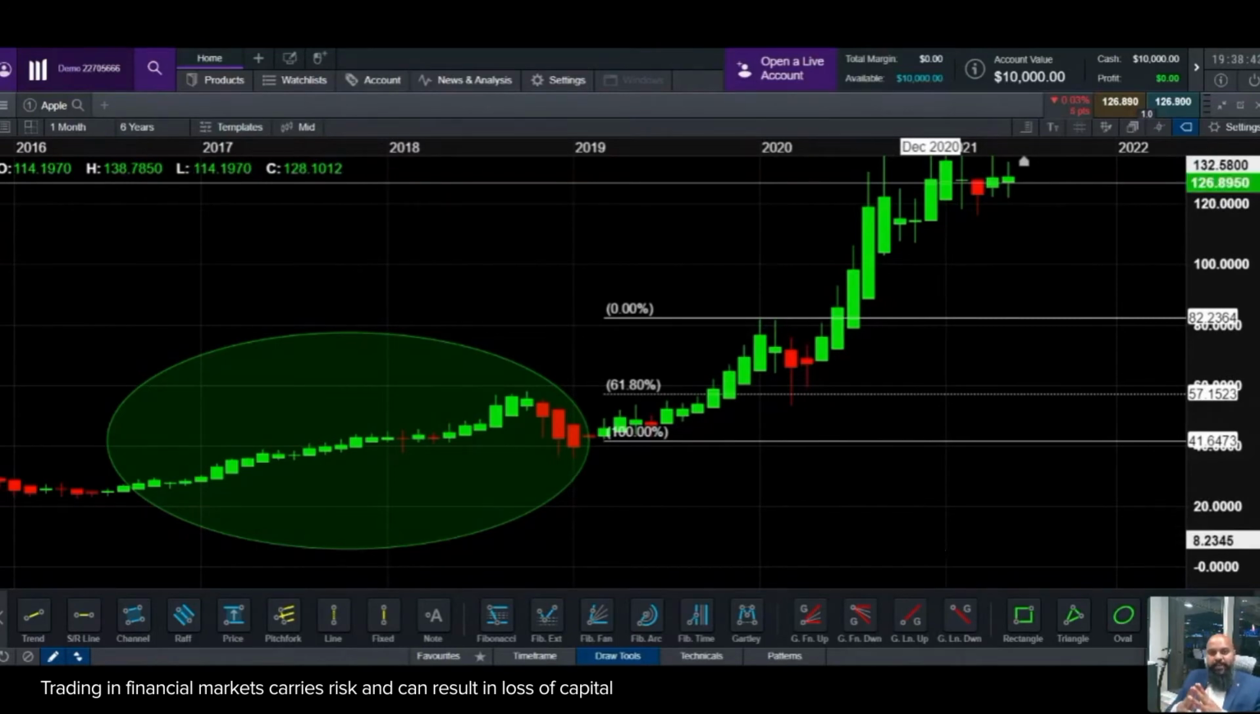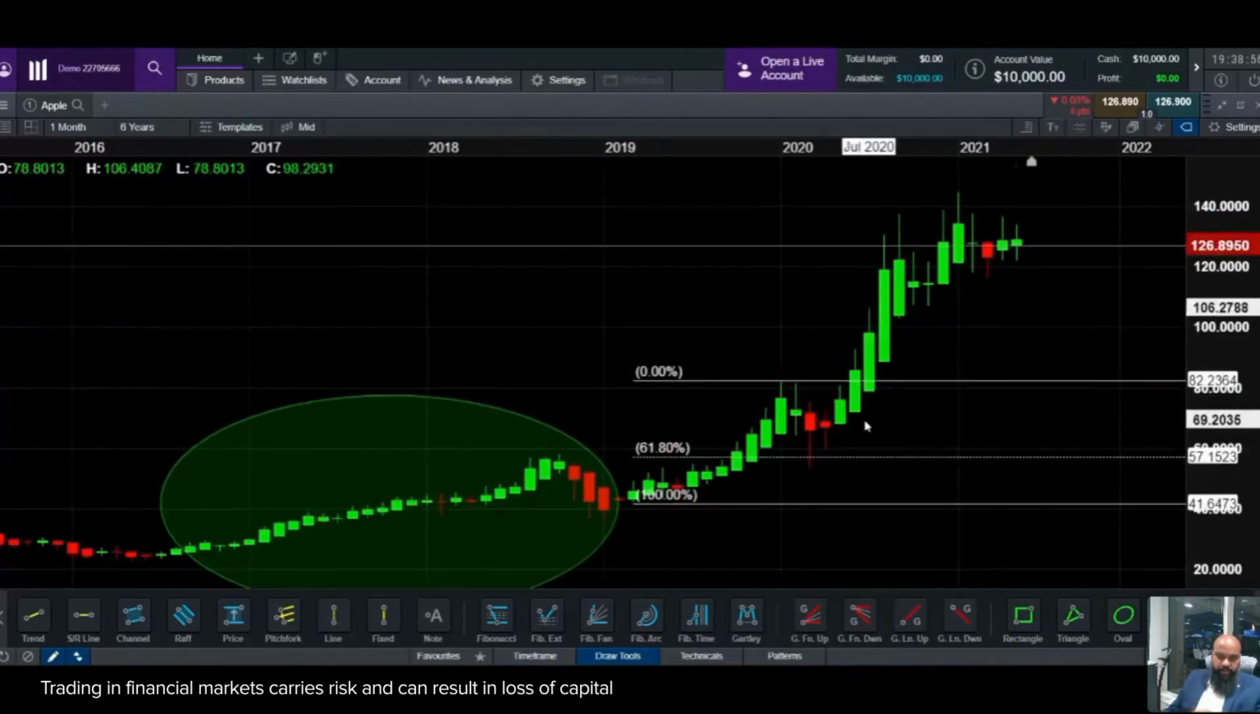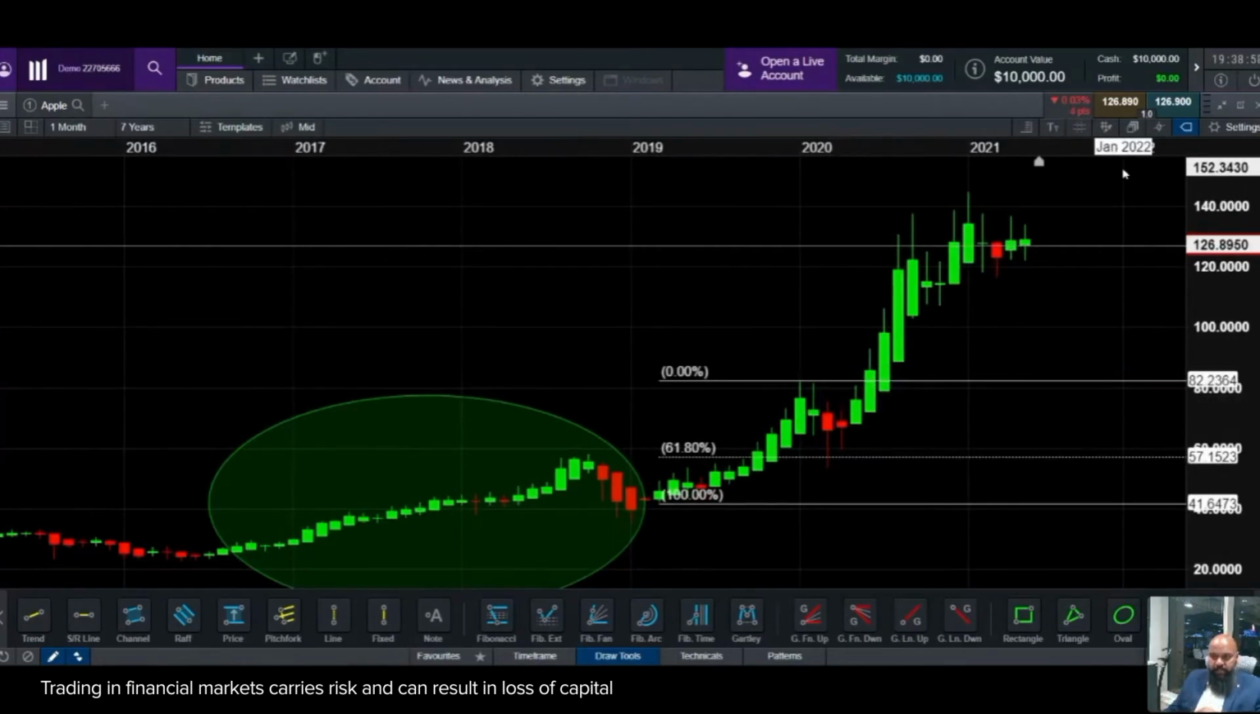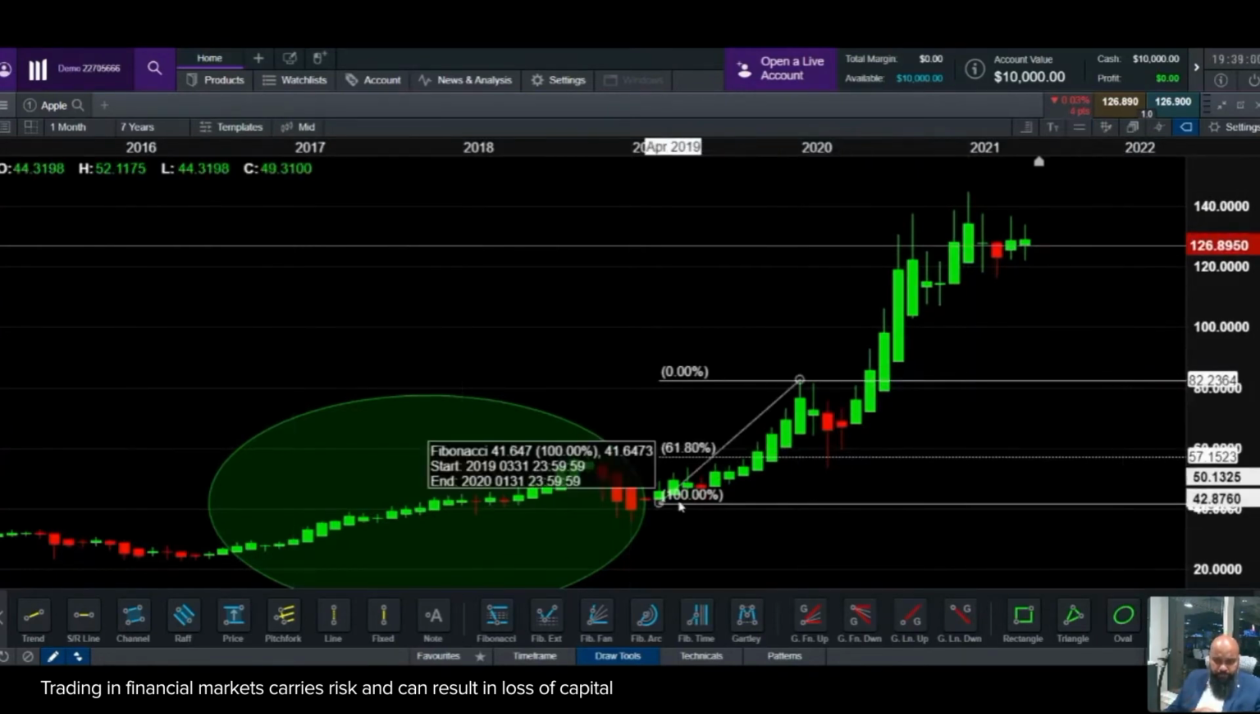So there is certain risk management that you need to use no matter how many times Apple shows you 61.8% is a good buy. You still need to have some risk management in place if at any given point of time it starts going against you. So we'll come to the risk management part of it a bit later.